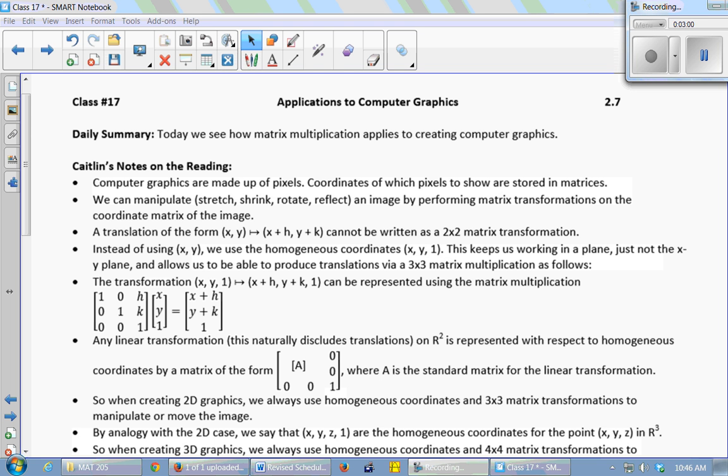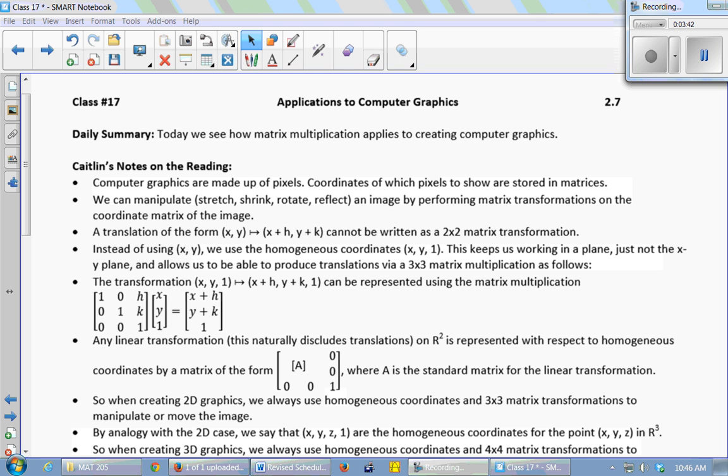Computer graphics are made up of pixels. A screen is just like a matrix of pixels, and the coordinates of which pixels show up are stored in matrices. For whatever shape you want, it's just a bunch of coordinates, all the points of this shape, and you store all those coordinates in a matrix. Then you can manipulate the image: stretch it, shrink it, rotate it, reflect it. You can manipulate that image by just performing matrix transformations on the matrix of coordinates.